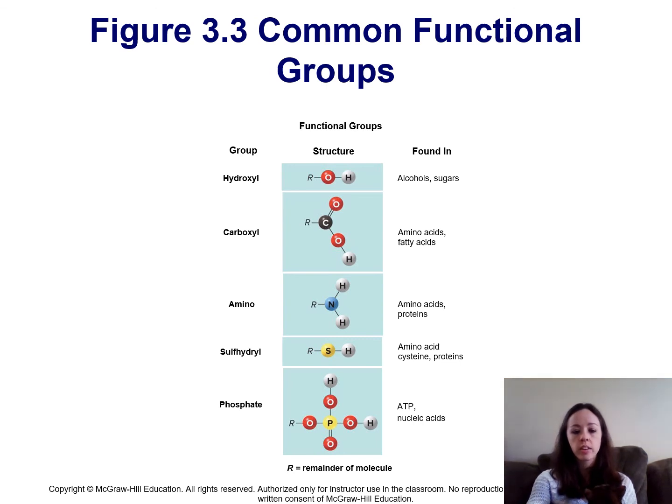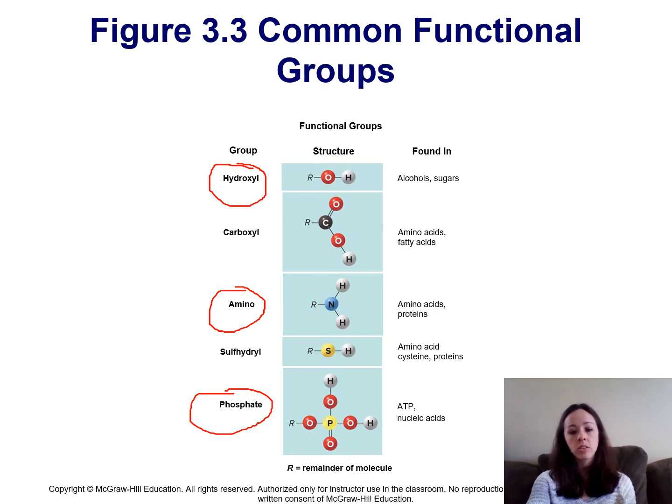Here are a couple of different functional groups that you can find in biological molecules. The hydroxyl group here is found in alcohols and sugars. The amino group is going to be found in amino acids and proteins. And then the phosphate group is going to be found in ATP, which is cellular energy, or in nucleic acids, which are found in DNA and RNA.